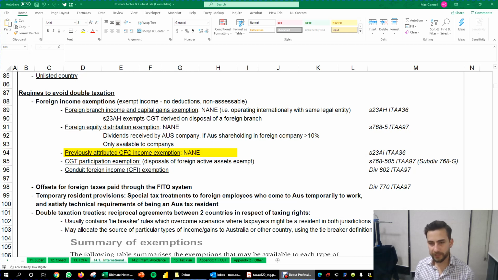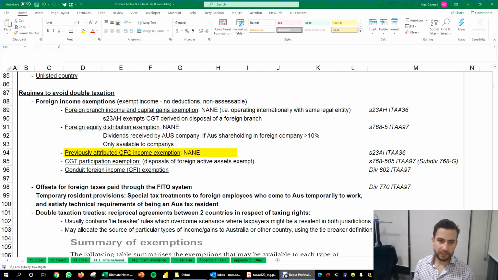Remember, if it's Income Tax Act 1936, you should list the actual act name as well in your response, as opposed to Income Tax Act 1997, which is assumed by default that if you just say Section 768-5, people or the market will assume you're referring to Income Tax Act 1997. So when we reference Section 23AH Income Tax Act 36, we should say the actual Income Tax Act 36 as well in our response.